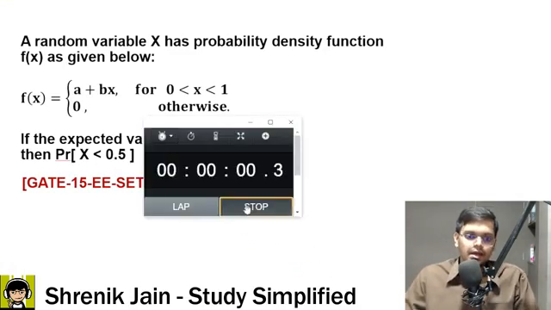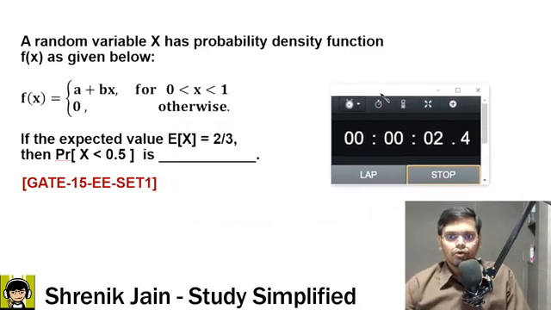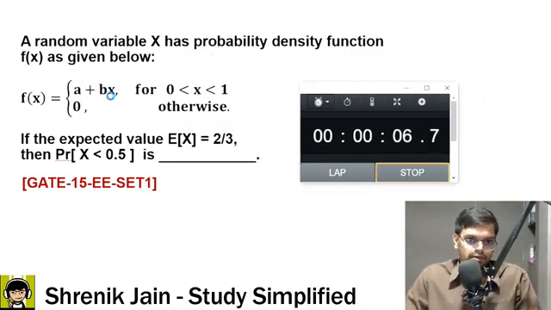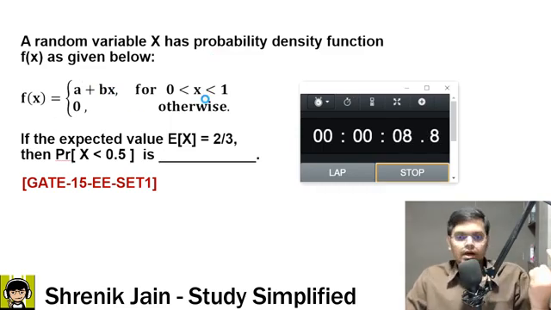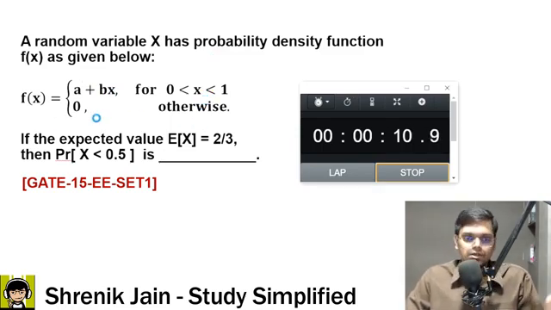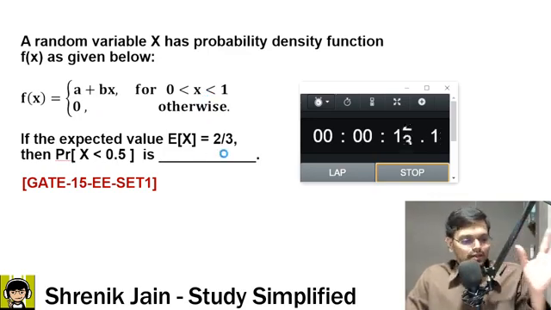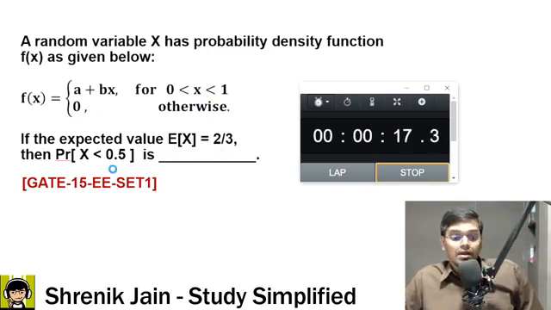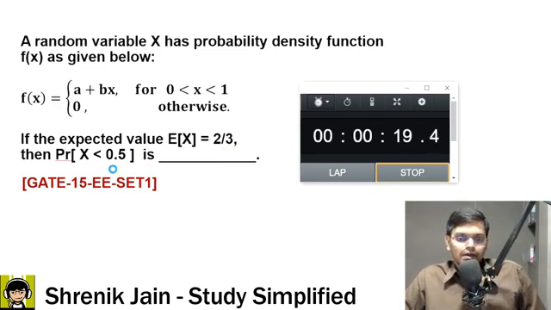2015 Electrical Set 1. So the question is, a random variable x has a PDF f of x equal to a plus bx when 0 to 1 is the x range, otherwise the function is 0. If expectation of x is 2 by 3, so can you tell me the probability of x less than 0.5? Guys, tell me the answer. It's a NAT question without negative marking.